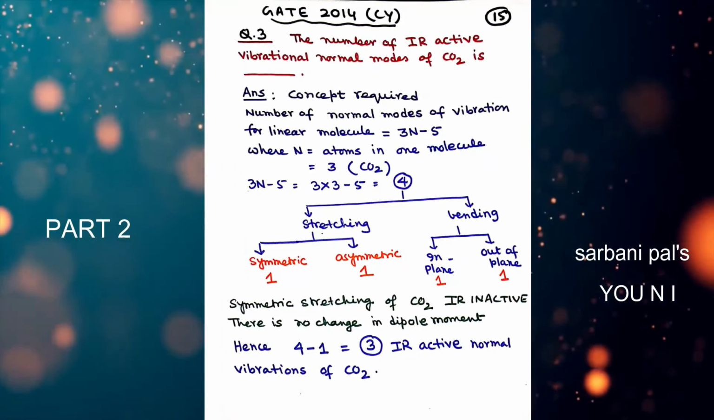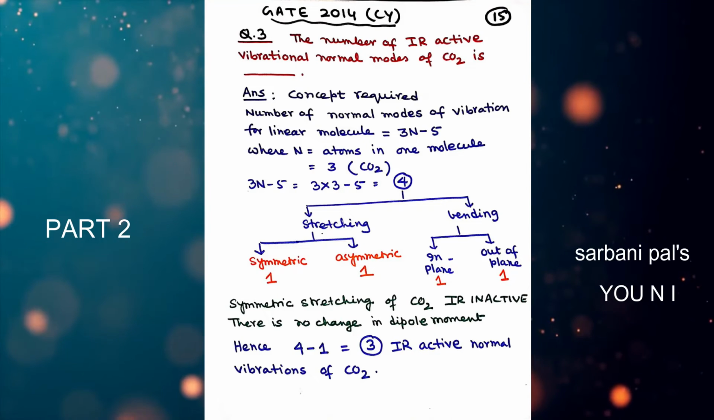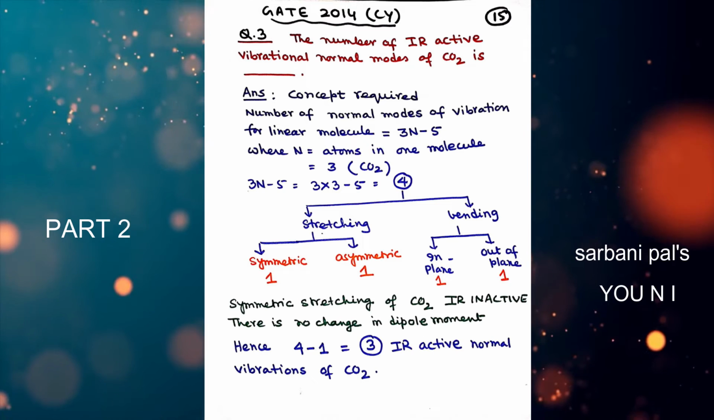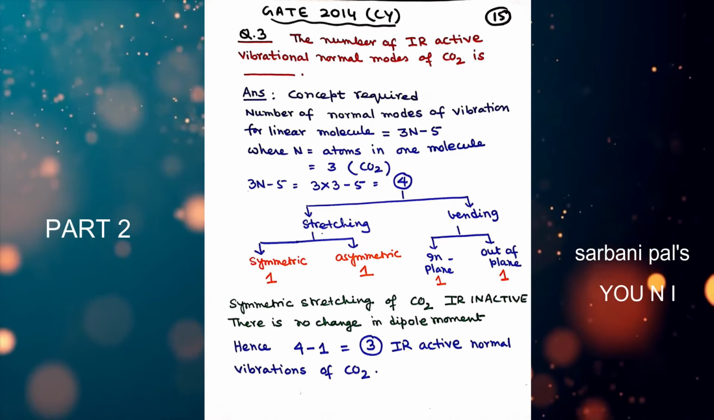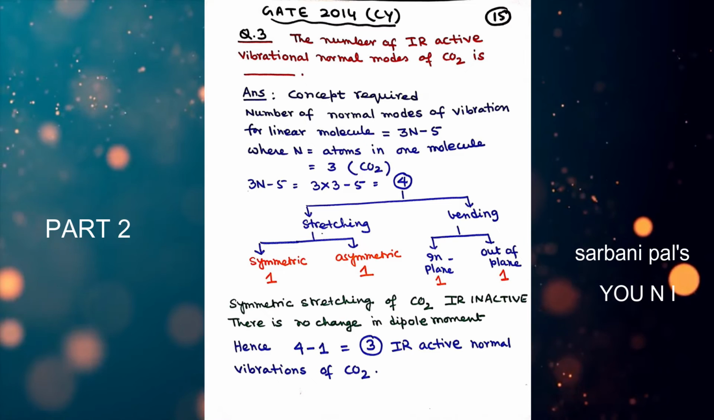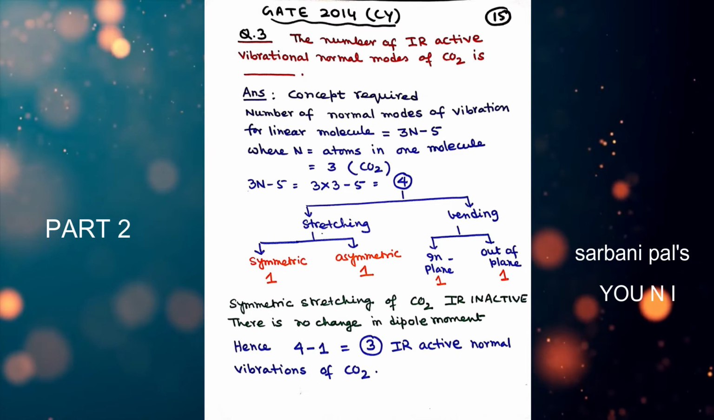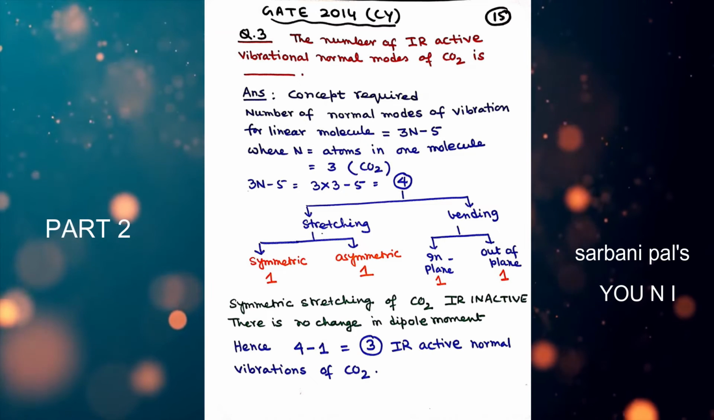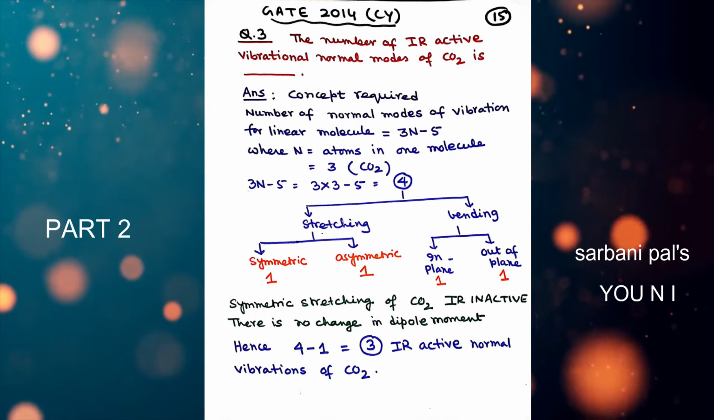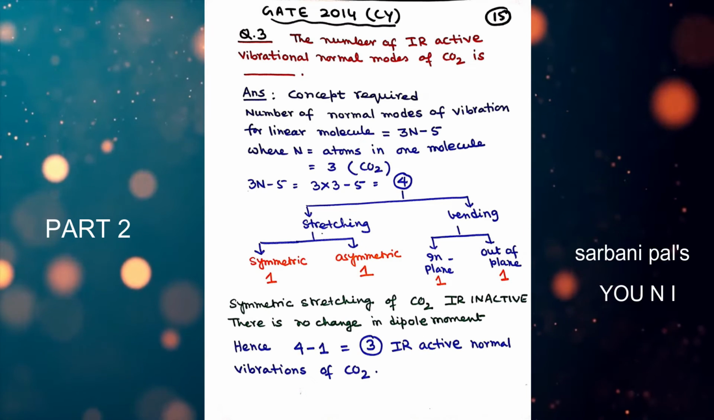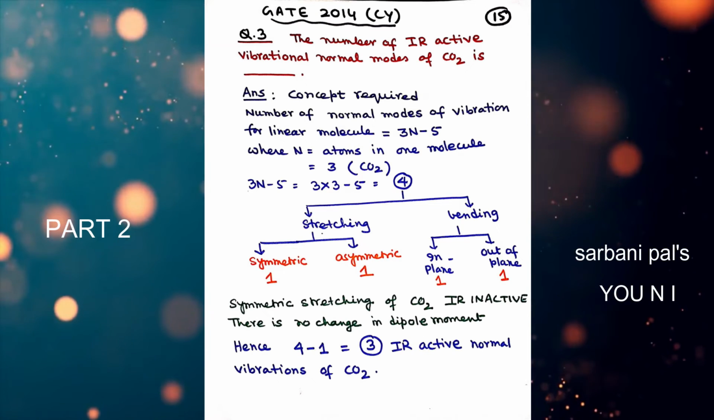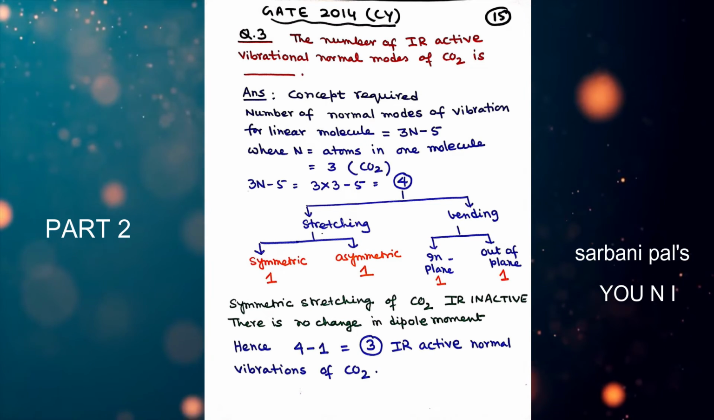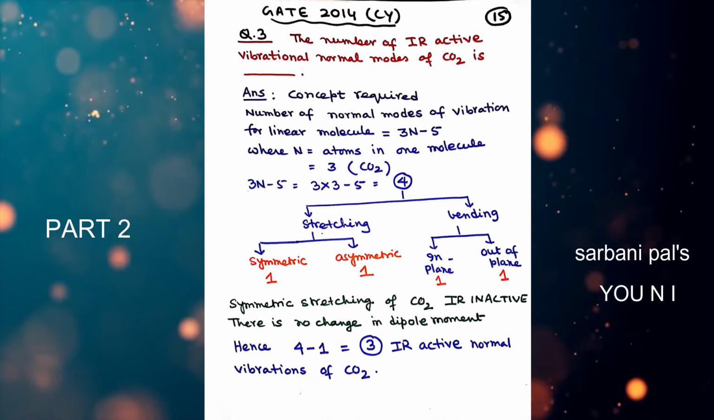There was no question asked in the year 2015 in the GATE chemistry exam. Now we are switching over to GATE 2014, question number 3. The number of IR active vibrational normal modes of carbon dioxide is dash. In order to answer this question we have to know that the number of normal modes of vibration of a linear molecule is equal to 3n minus 5, and for a non-linear molecule it is equal to 3n minus 6.